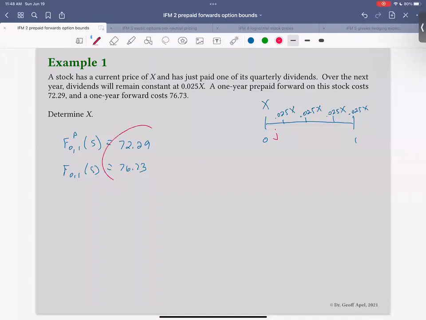And I realize that these two are just related through a year's worth of interest. So I'm going to have here that 72.29 times 1 plus j to the 4th is equal to 76.73. All right, and let me find j here. That seems pretty straightforward. 76.73 divided by 72.29 raised to the 1/4. And I got that j was about 1.5%, 0.01501.